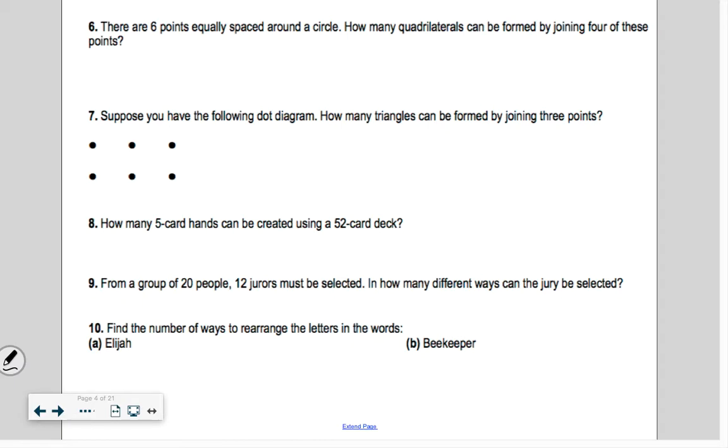So fun. All right, so there are 6 points equally spaced around a circle. So I'm going to have 1, 2, 3, 4, 5, 6. I feel like I'm doing roots of unity again. So how many quadrilaterals can be formed by joining these points? Okay, technically I can join any 4 points. You see it? Any 4 points that I join will create a quadrilateral. It's not like I have 4 that are in a line. If I had 4 that are in a line, that's trouble. That's not going to be a quadrilateral. But we don't have that because they're all equally spaced around the circle.